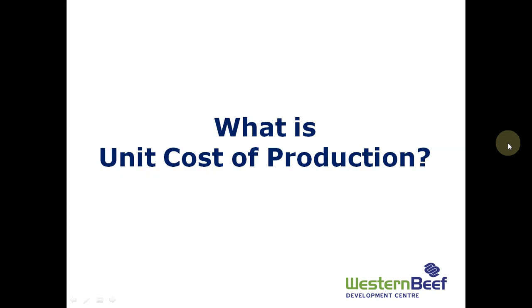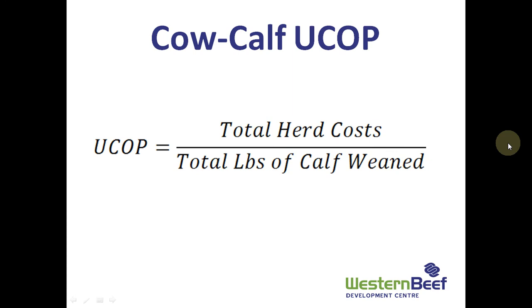Now, what is unit cost of production? Unit cost of production is basically one step further than cost of production. In terms of cow-calf, it is determined by taking your total herd cost and dividing by total pounds of calf weaned rather than number of cows wintered. So it yields a price, dollars per pound of calf weaned, as your cost represented in that manner.